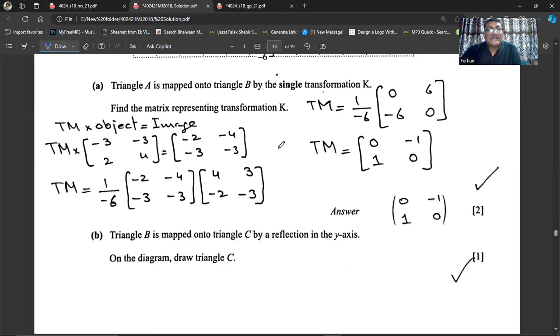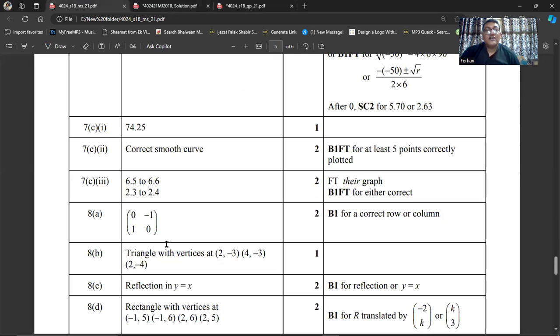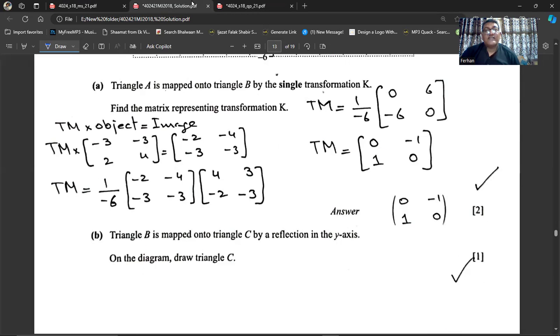-9 plus 9 is 0. So when you divide these 4 numbers by -6, you get 0, -1, 1, and 0. So the matrix which represents the transformation from A to B is 0, -1, 1, 0. I hope you understand this trick. Let's check the answer: 0, -1, 1, 0. Our answer is the same.